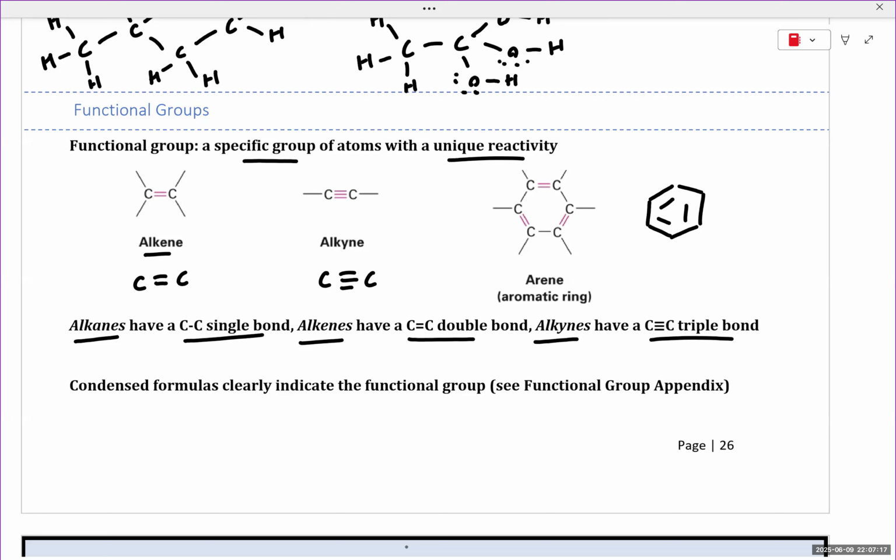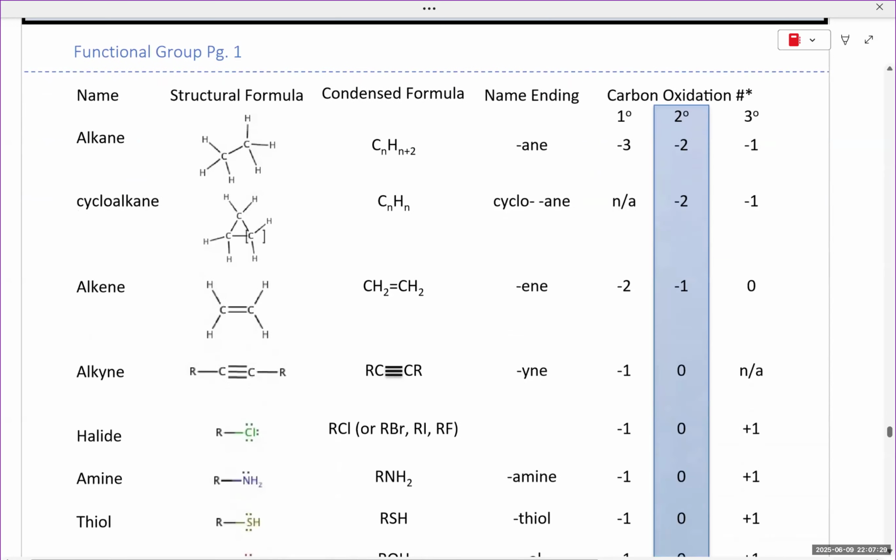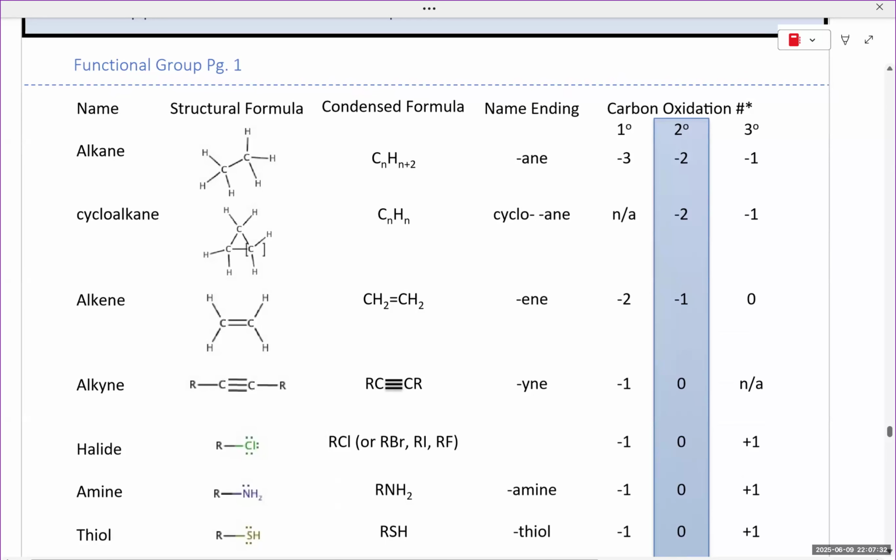Condensed formulas are very useful as they clearly indicate the functional group. And I prepared an appendix of various functional groups. Here's an example of what this appendix looks like. We have the functional group, an example structural formula, a condensed formula, as well as some information on the name and oxidation number calculations. We're not going to be going through each of these functional groups in detail right now, but I would encourage you to start to familiarize yourself with the different functional groups found in these note sets, as we will be seeing these functional groups a lot throughout the future chapters.